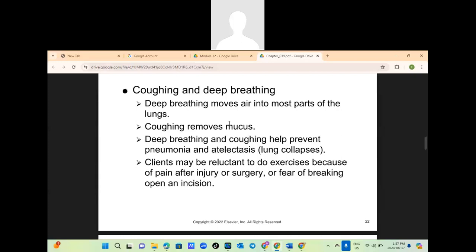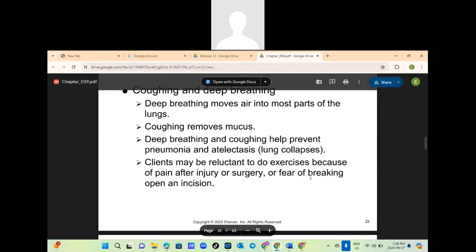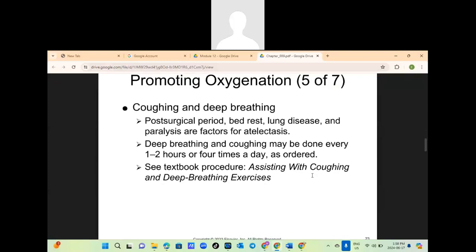So coughing and breathing exercises are part of the preoperative and postoperative health teaching. It's not yours, but it's for the nurses. Okay, it's part of it in order for them to have this consent, informed consent. Okay, all right. So let's continue. They're scared that they're breaking open an incision. Okay, so post surgical period, bed rest, lung disease, and paralysis are factors for what?